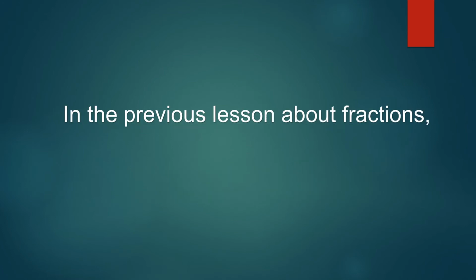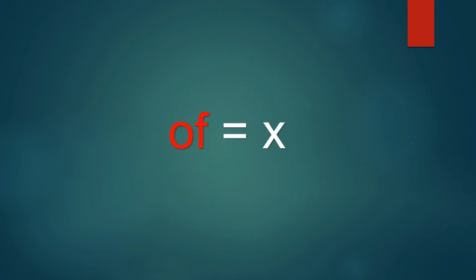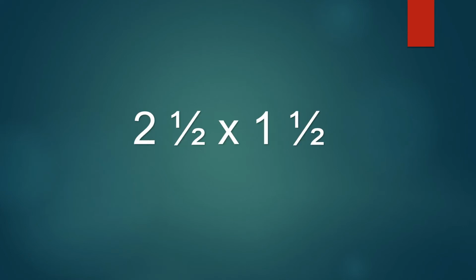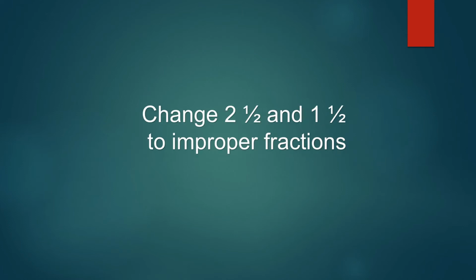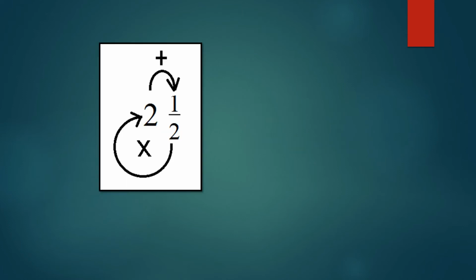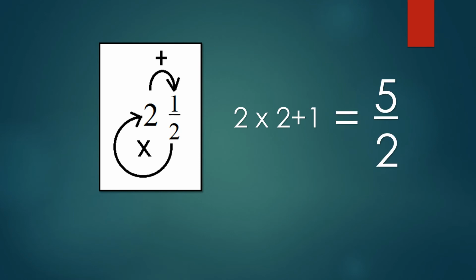In the previous lesson about fractions, we all know that the word "of" tells us to multiply. And our expression will be 2 1/2 times 1 1/2. And since our rule is numerator times numerator, denominator times denominator, we have to change 2 1/2 and 1 1/2 to improper fractions. To change mixed form to improper, multiply the denominator by the whole number, then add the numerator. Copy the same denominator.